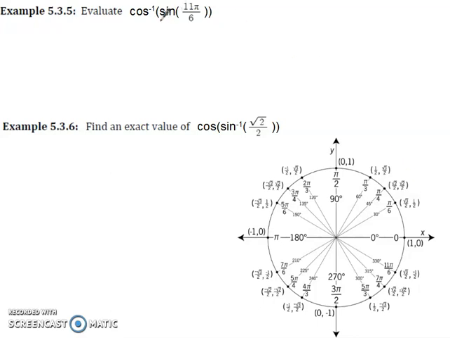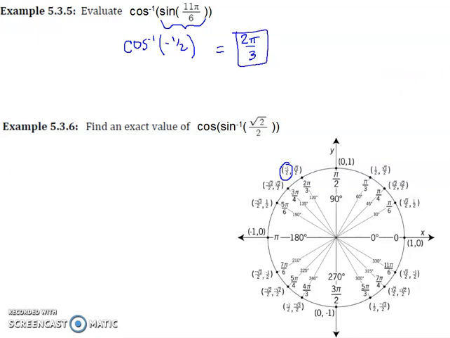So using my unit circle, I'm going to evaluate the sine of 11 pi over 6. 11 pi over 6 is in the fourth quadrant, and I see a sine value of negative 1/2. So I want the inverse cosine of negative 1/2, or I want the angle that gives me a cosine value of negative 1/2. Inverse cosine is defined only in the first and the second quadrant. So I'm going to look in the first and the second quadrants for a cosine or an x value of negative 1/2, and I see that occur at 2 pi over 3. So this simplifies down to 2 pi over 3.